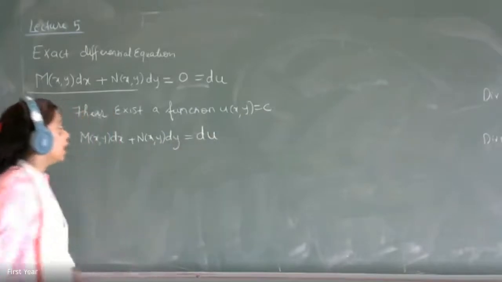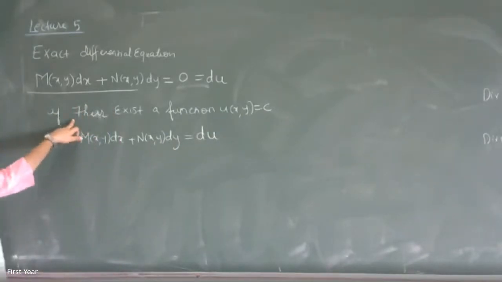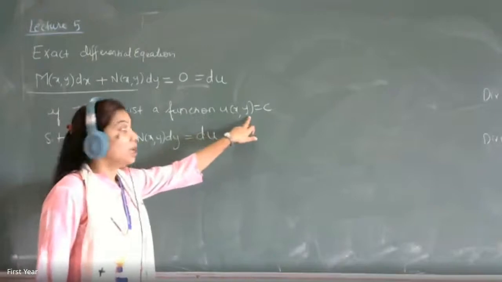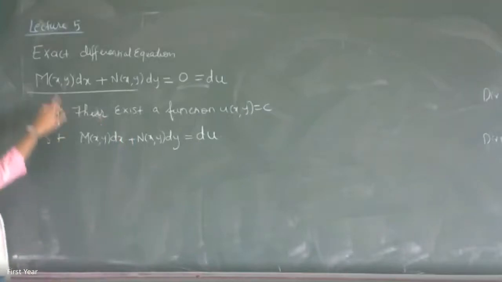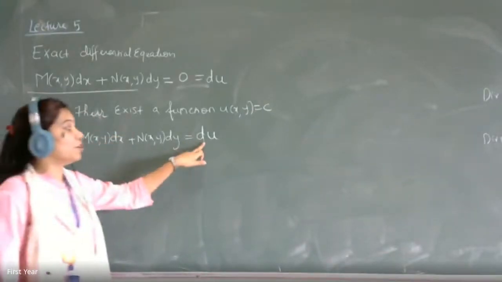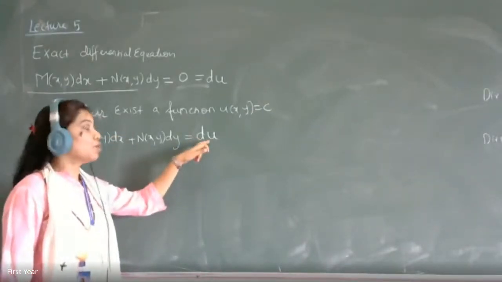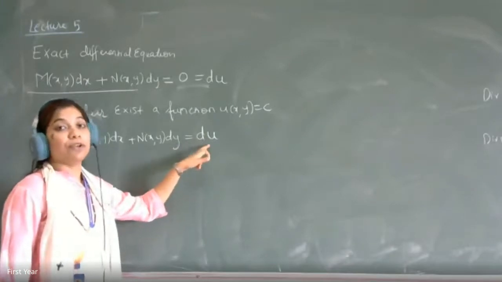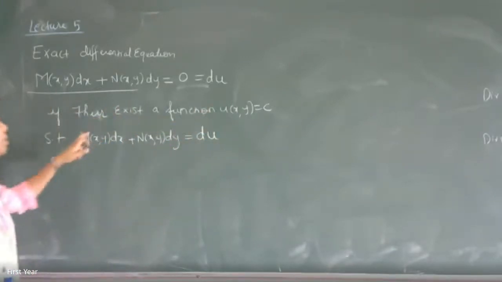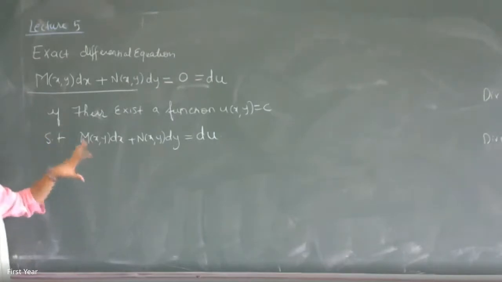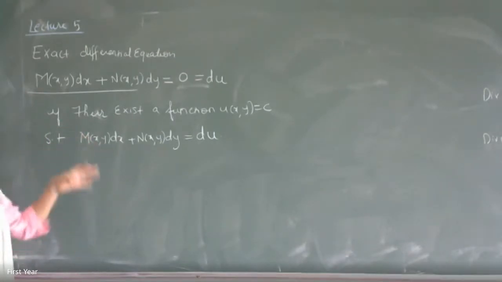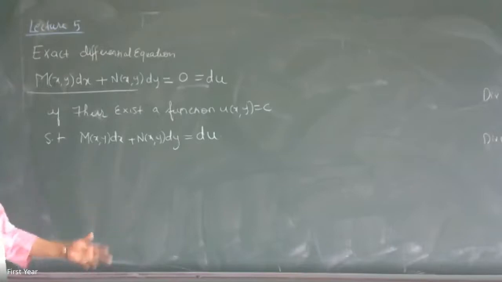This is the definition. I should be able to find a function in x and y which is equal to a constant or some arbitrary constant, such that the total derivative or total differential of the function u is nothing but the given differential equation's left hand side. Is the statement or the definition clear to everyone? Problem statement means you have to understand what the given problem is. How to go about it to solve and all, that's the later stage. So first of all, is the definition clear to everyone?